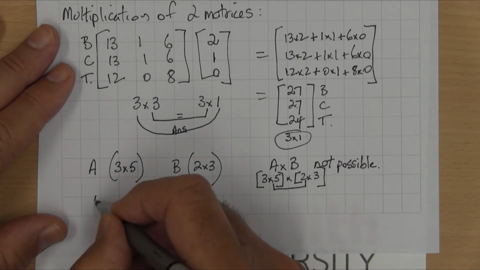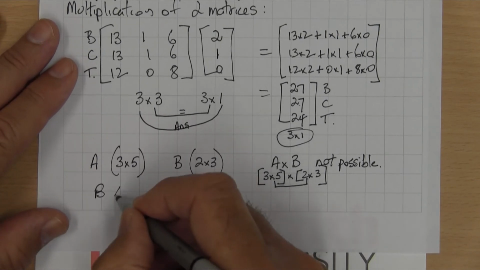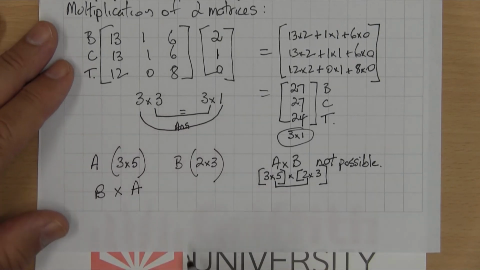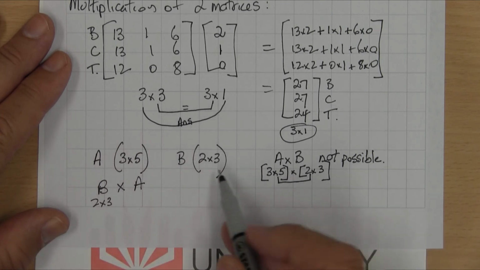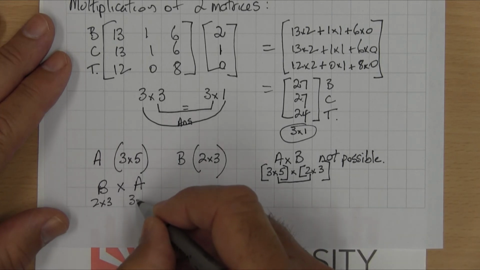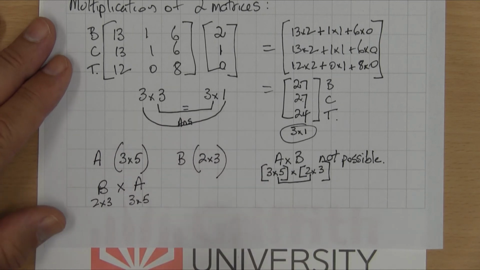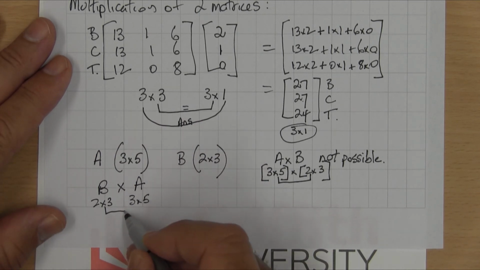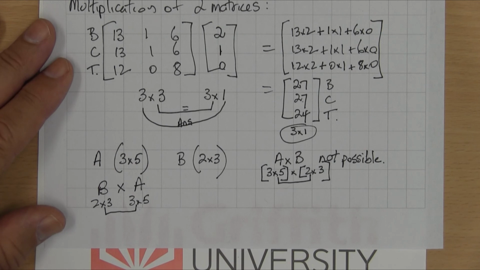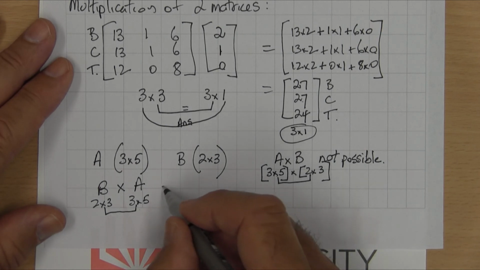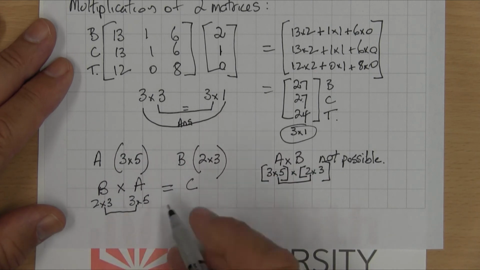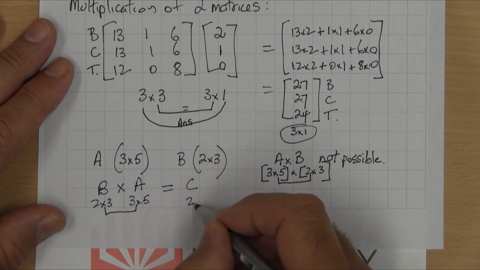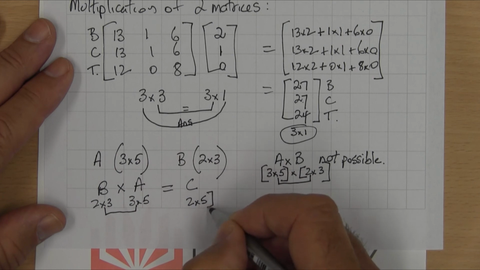What about B times A? Now B is a 2 times 3, and A is a 3 times 5, 3 by 5. Our innermost dimensions are the same. So our answer, say, was matrix C, the dimensions of our answer would be a 2 by 5.